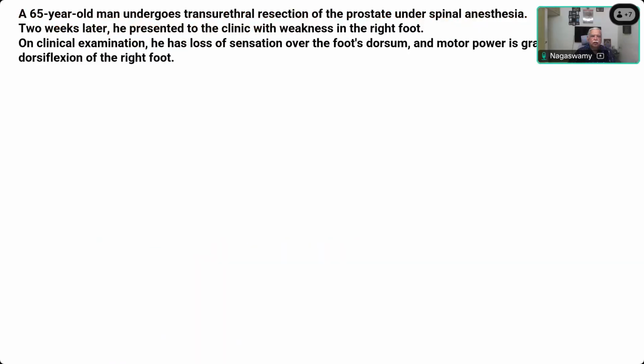This is the first OSCE question. A 65-year-old man undergoes transurethral resection of the prostate under spinal anesthesia. Two weeks later, he presented to the clinic with weakness of the right foot. On clinical examination, he has loss of sensation over the dorsum of the foot and motor power is only 3/5 for the dorsiflexion of the right foot.